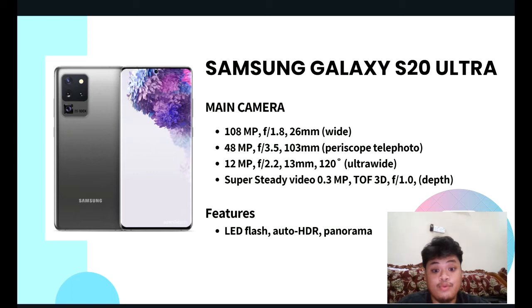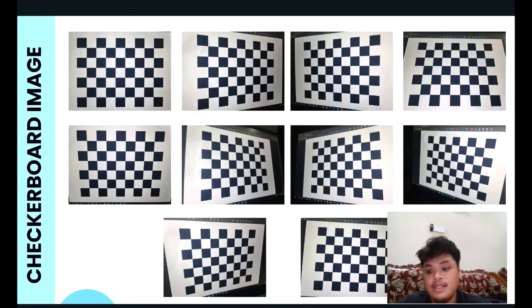This phone has super steady video, 0.3 megapixel TOF 3D depth. For the features of this phone, it has LED flash, auto HDR, and panorama. So next, this is the checkerboard image that I snapped from the phone, top left the first picture, and bottom right the last picture, the 10th.